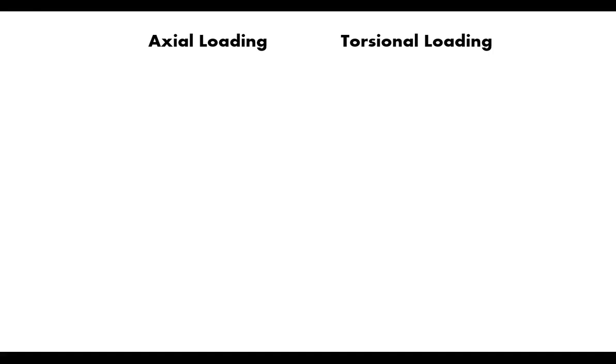The big difference is that in one you're loading axially, going through the axis of the component, and in the other you're rotating about the axis. So that's torsional loading. But let's see what some of the similarities and differences are between these two. One, they both obviously impart a stress on the material. In axial loading it's called a normal stress, and in torsional loading you treat it as a shear stress.